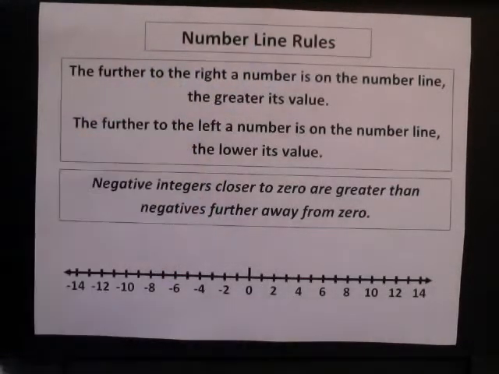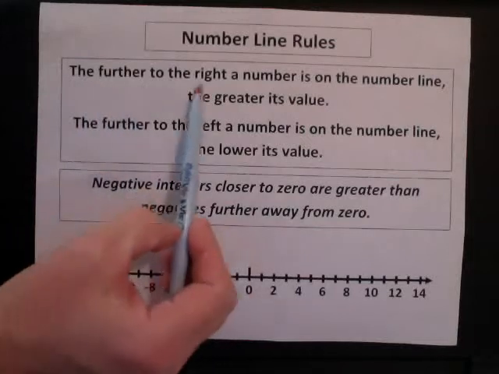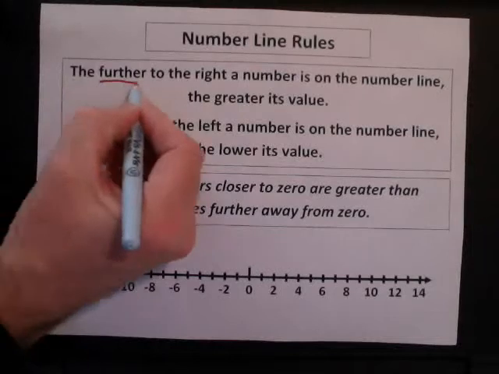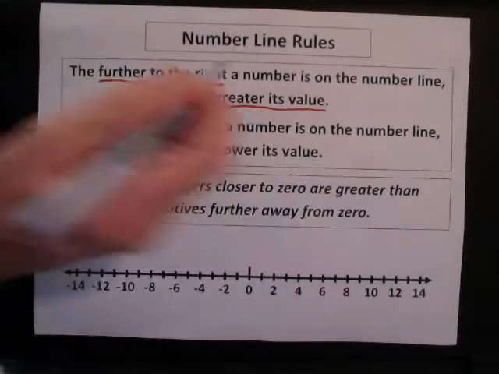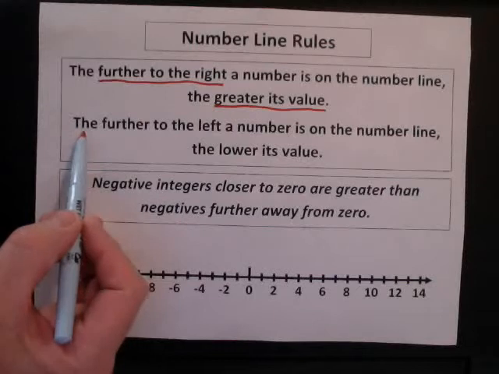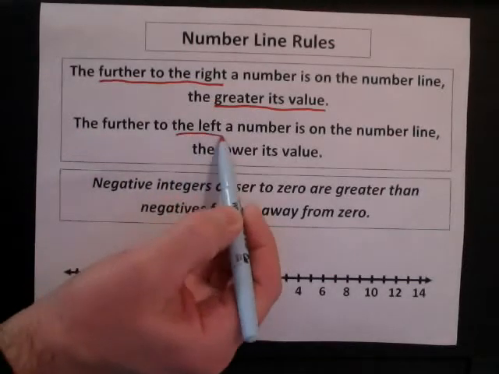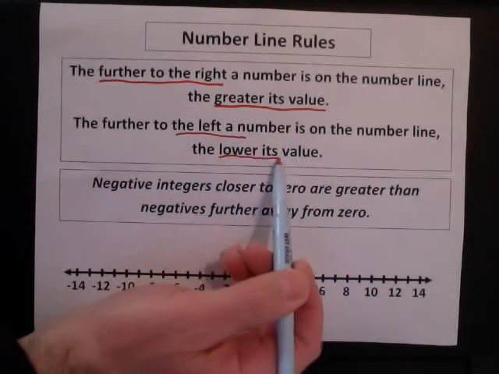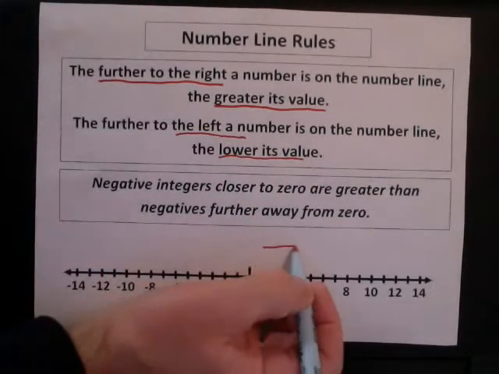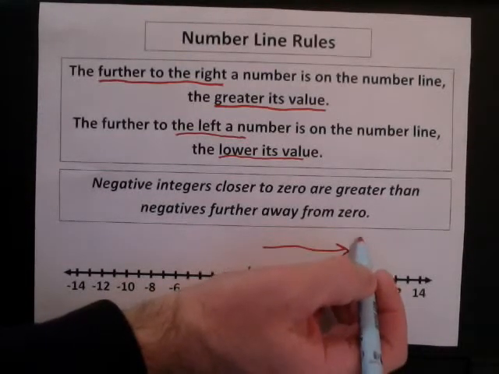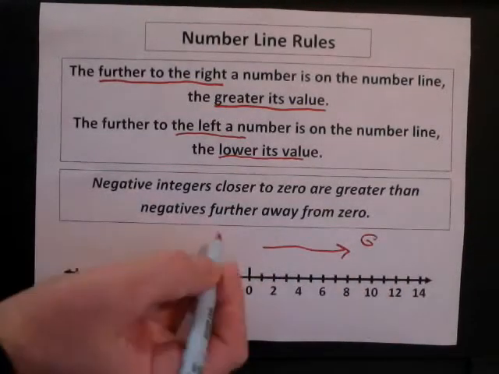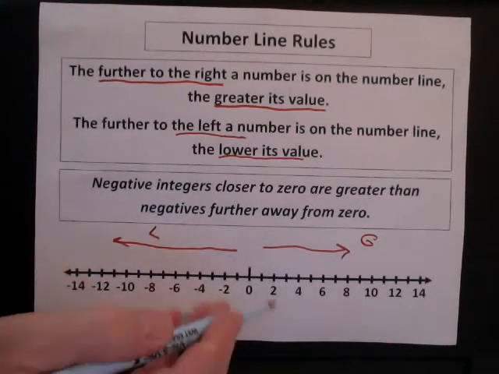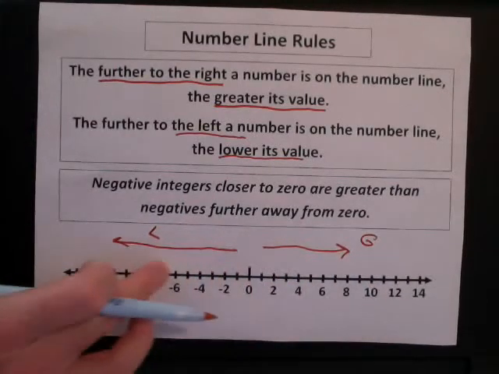Number line rules. Remember, the further to the right a number is on the number line, the greater its value. And then of course the opposite applies. The further to the left a number is on the number line, the lower its value is. So if you go right, you are getting a greater number. If you go left, you are getting a lower number. So you have the greater numbers to the right of 0, the lower numbers to the left.